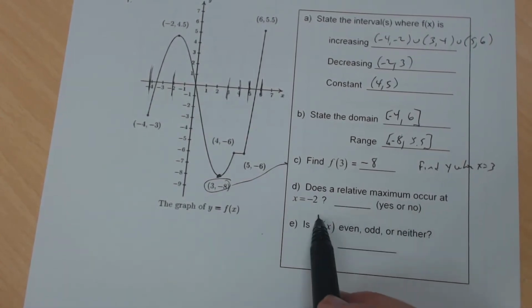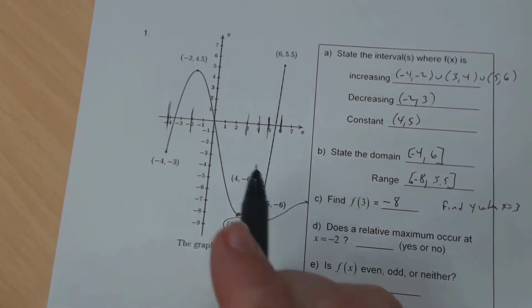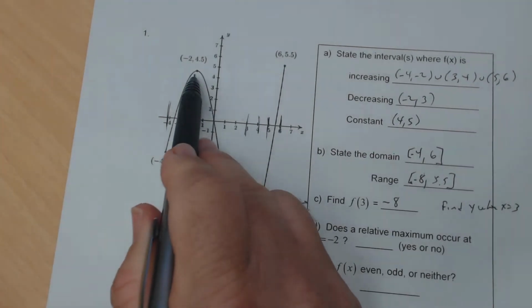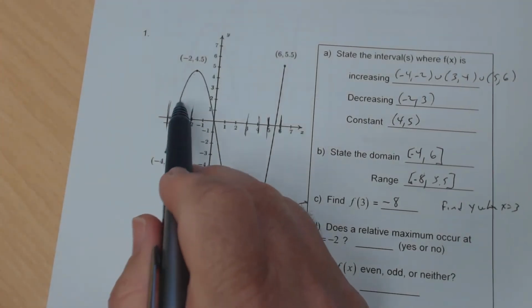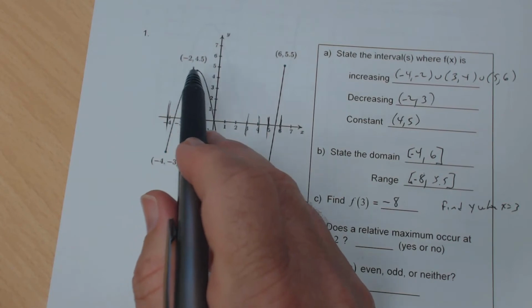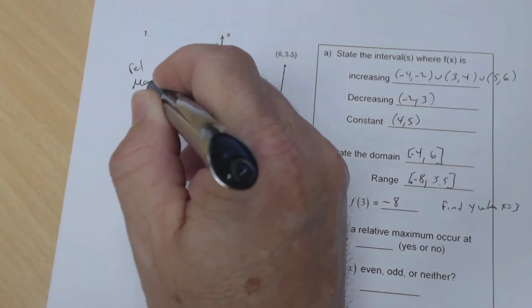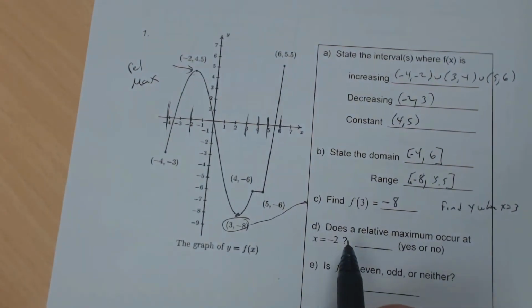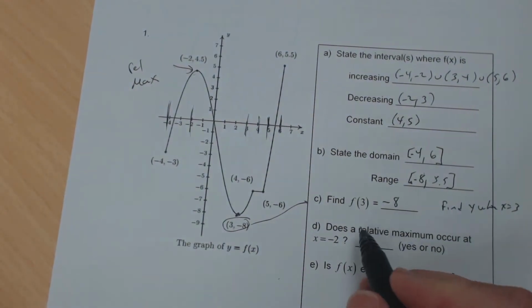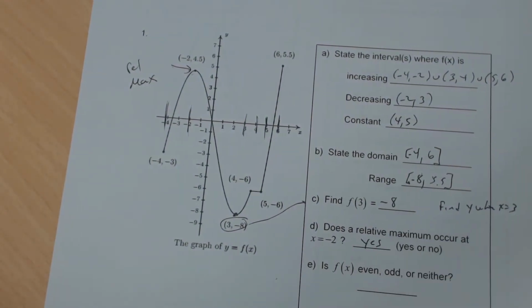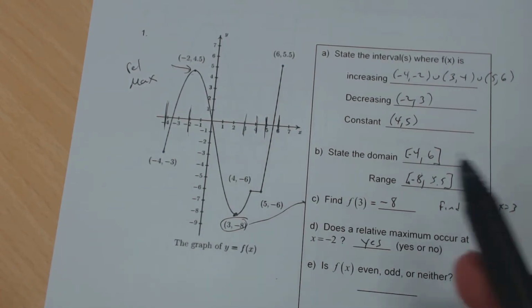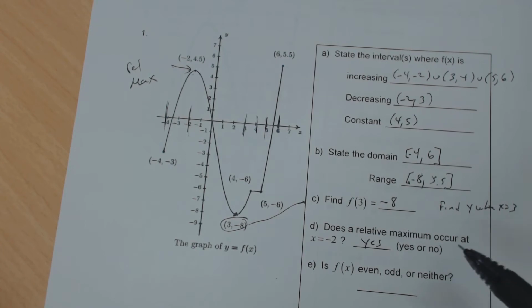All right, here's the next question. Does a relative max occur at x equal -2? Well, here's -2. Here's the point. We're going from increasing to decreasing, so yes, this is a relative max. The answer is yes. If it said what is that relative max, you would say 4.5.